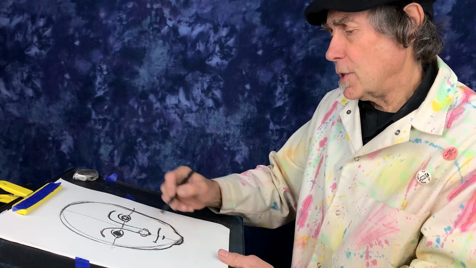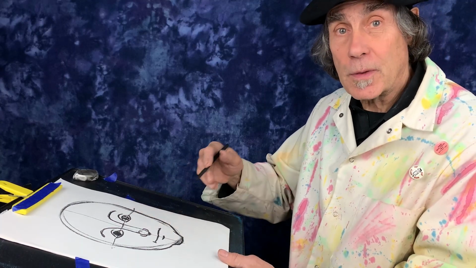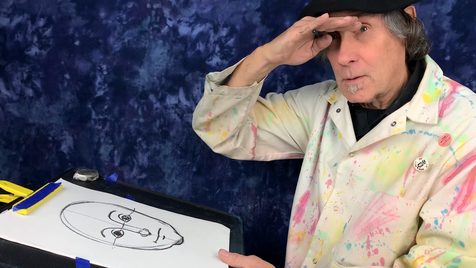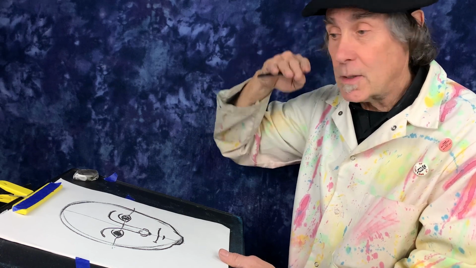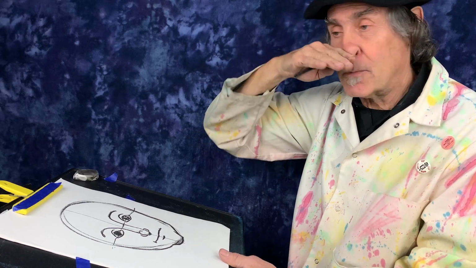Okay, where do the ears go? Well, the top of the ear lines up with the top of the eyes. The bottom of the ear lines up with the bottom of the nose.